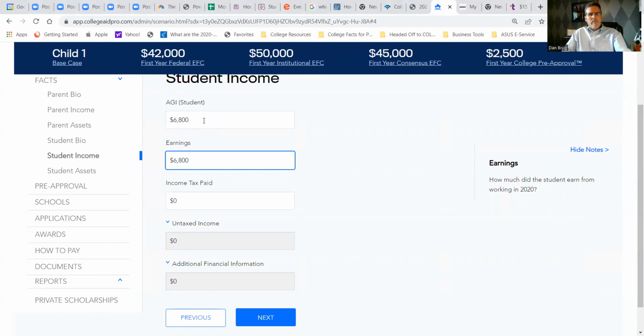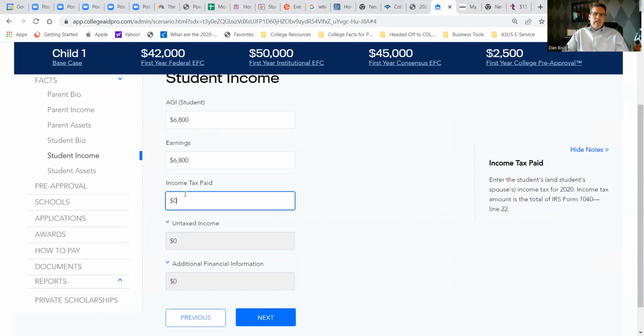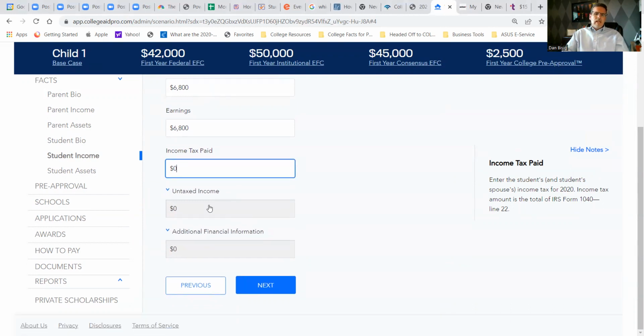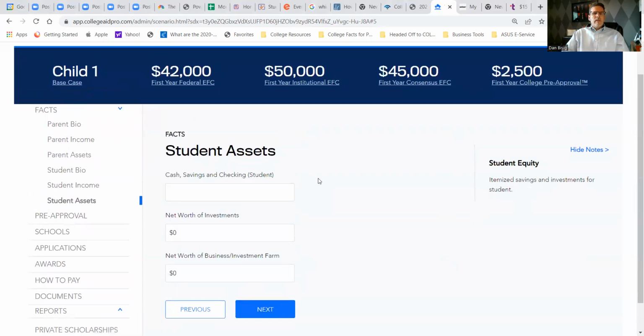So we're going to put the same thing here. We're also going to not worry about any income taxes because they're probably going to get most of that back based on that earnings. We're also not going to worry about them having any untaxed income. They're not putting any money into retirement. And if they are, by the way, good for them. Good for you, parents, for helping them to put money into, say, a Roth IRA or something. Then we're going to deal with the assets.